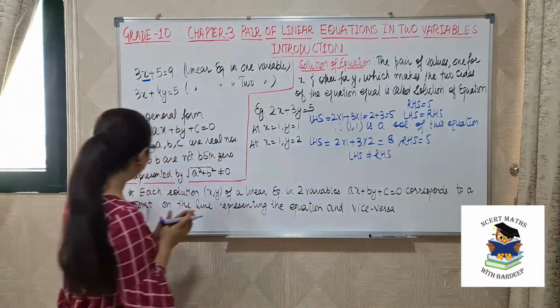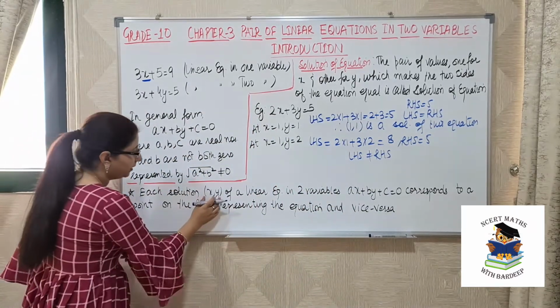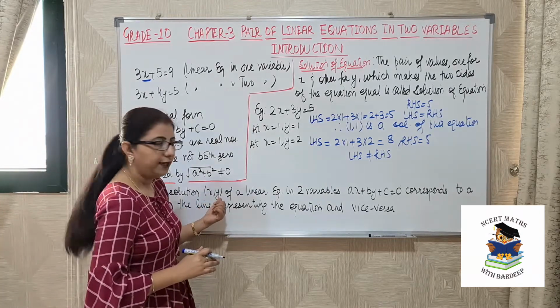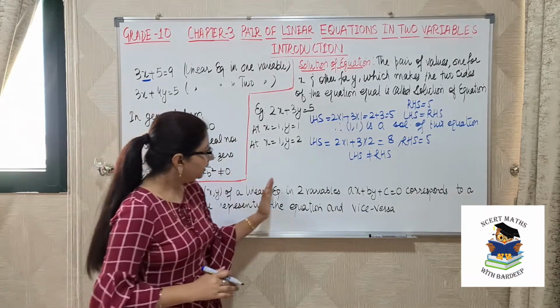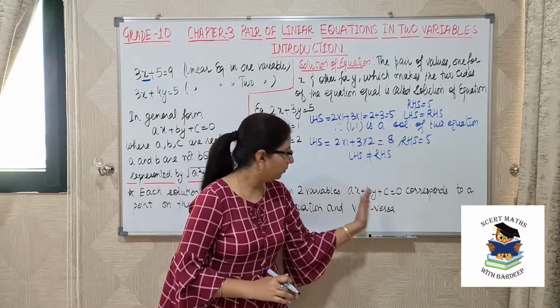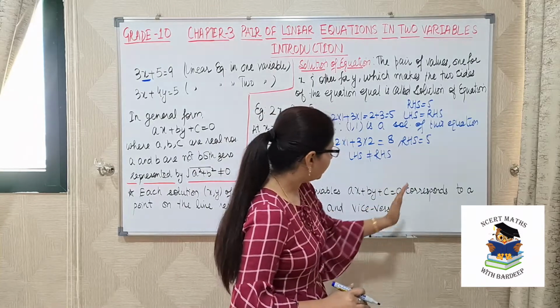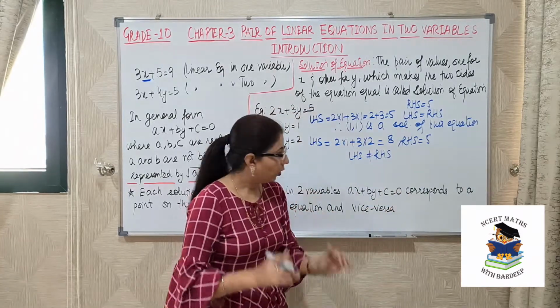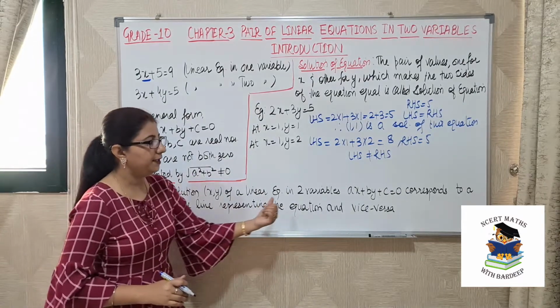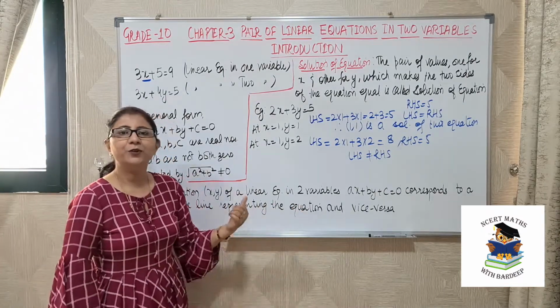So overall we can say that each solution that is represented as x comma y, meaning the value of x and the value of y, of a linear equation in two variables of the generalized form ax plus by plus c equals to 0 corresponds to a point on the line representing the equation and vice versa.